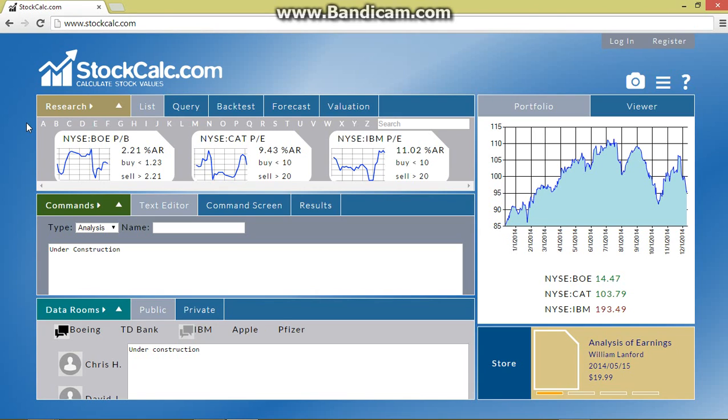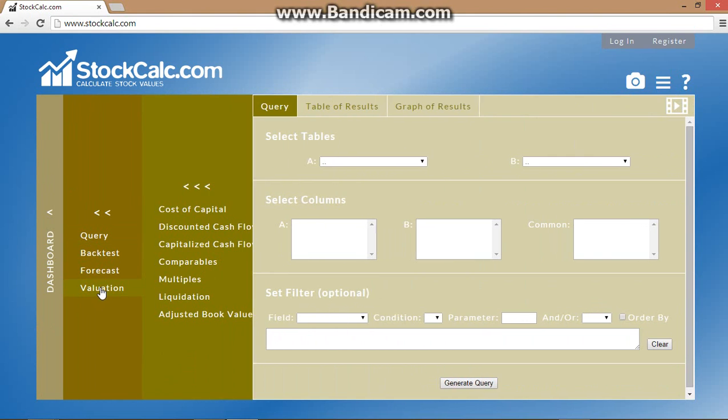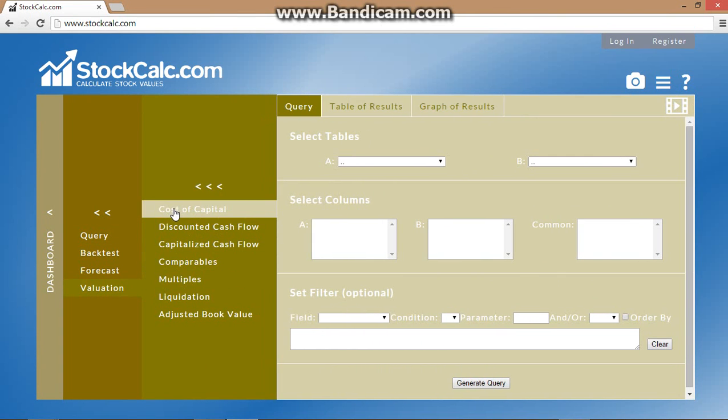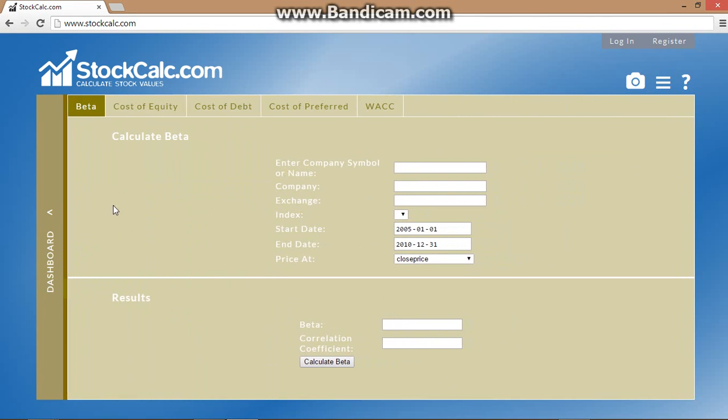In this video, we will do a cost of capital calculation. To find the cost of capital, we will click on the research on the home page and go into the valuation menu. Cost of capital is the first submenu in the valuation menu. We can minimize the submenus by clicking on the triple and double arrows.